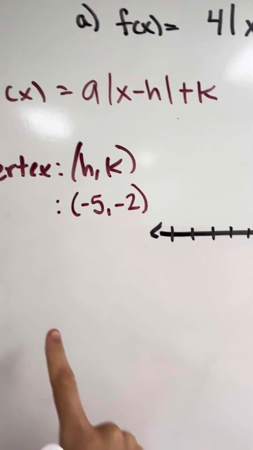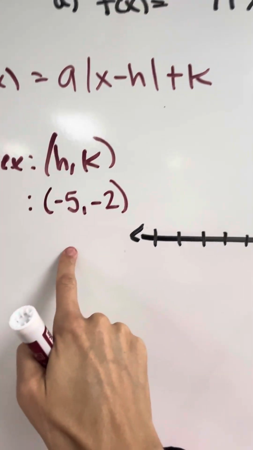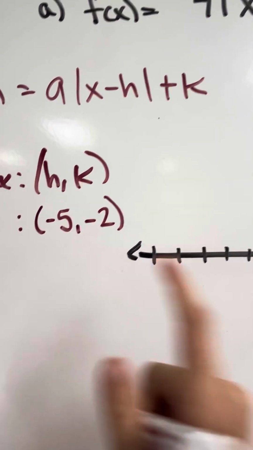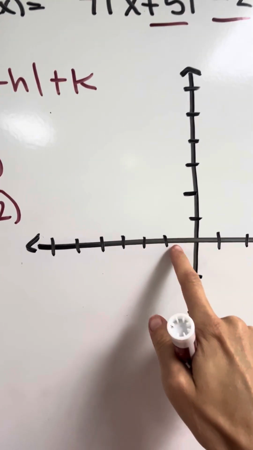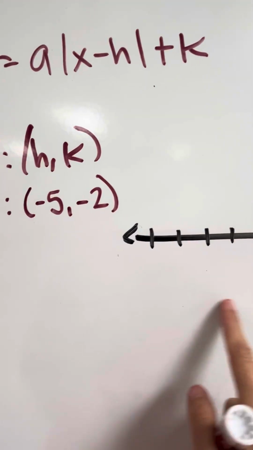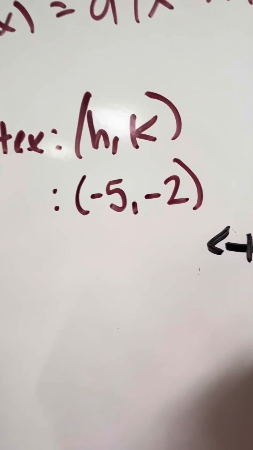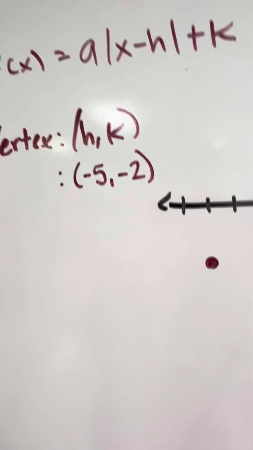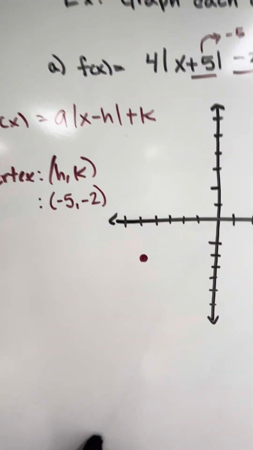Okay, so when we start, we're going to just start with graphing that vertex. So -5, -2, that's the bottom of my V. That's going to be over here. 1, 2, 3, 4, 5, down 2, 1, 2, right there. So that's the bottom of my V. So halfway there, the rest is just making the V.